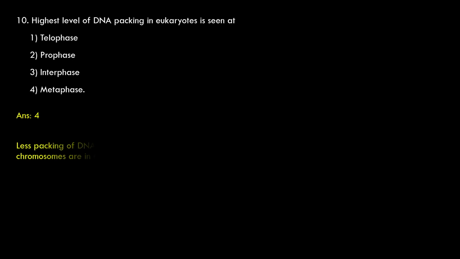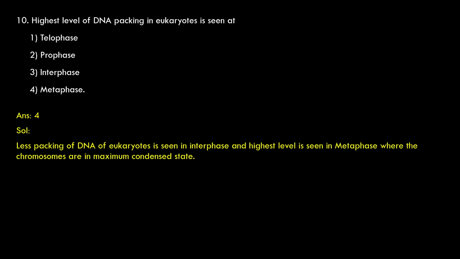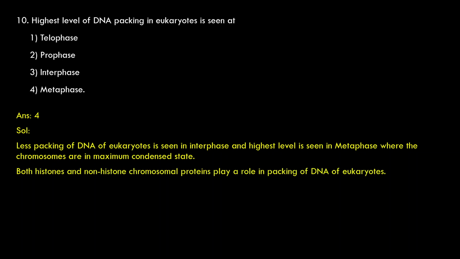Let us see the answer. Fourth one. Less packing of DNA of eukaryotes is seen in interphase and highest level is seen in metaphase, where the chromosomes are in maximum condensed stage. Both histones and non-histone chromosome proteins play a role in packing of DNA of eukaryotes.